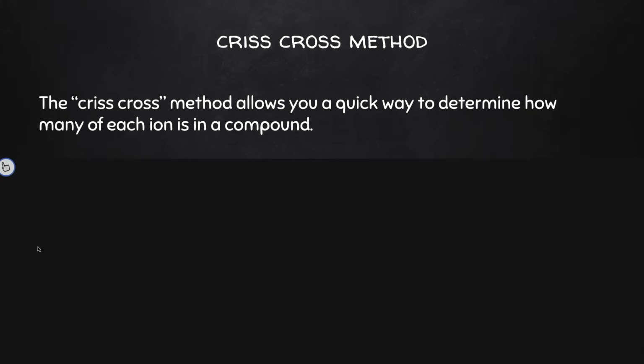There's a great, easy method to show how to do this, and that's called the crisscross method. The crisscross method allows you a quick way to determine how many of each ion is in the compound. Okay, let's look back at our calcium bromide. So calcium has a +2 charge, and bromine has a -1 charge.